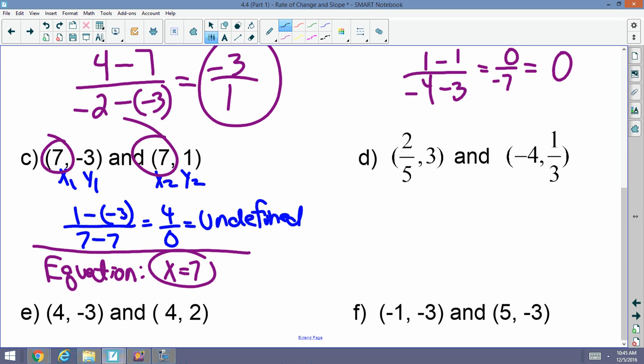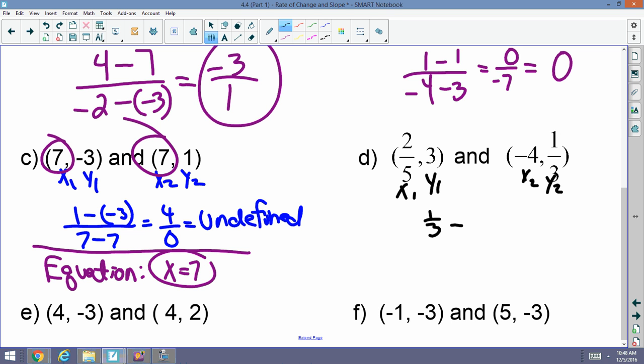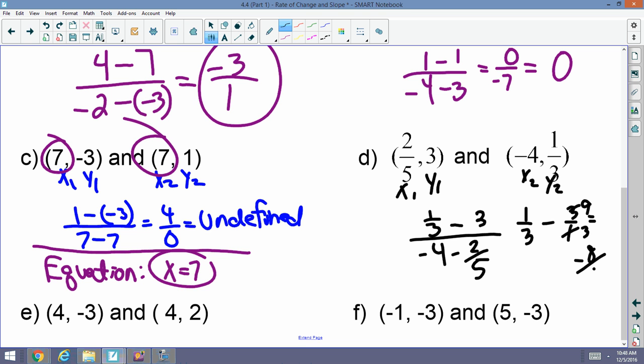Now, let's do it. Fractions? Yeah, that's the way it goes. x1, y1, x2, y2. So we have y2 minus y1 over x2 minus x1. Now, guys, I know there's fractions, but you know how to do this. You have 1/3 minus 3 over 1. This goes to 3, that goes to 9, so that's going to equal negative 8/3. And then here, this goes to 5, that goes to negative 20, so that's over negative 22 fifths, right?